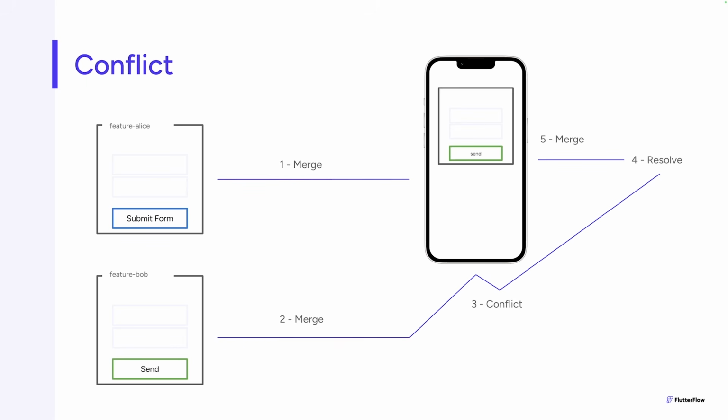However, when Bob tries to merge his changes afterward, a merge conflict will occur because Alice has already modified the button text and color. You can use tools to help you identify the conflicts, resolve them, and ensure that new changes can be merged. You will learn about this in FlutterFlow in the upcoming modules.